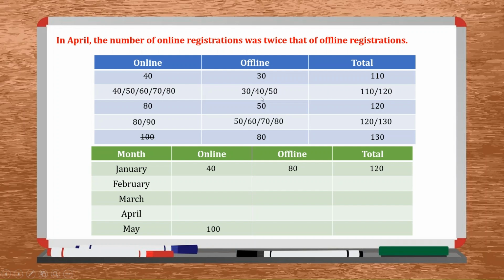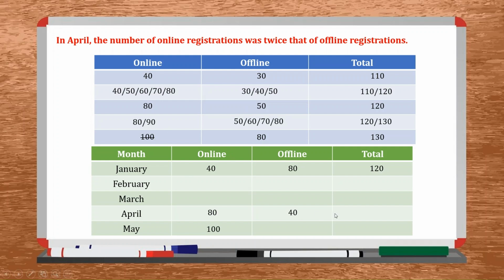Then let's go with 40. If I take 40, the corresponding double value from online is 80, which is possible. I have a spare 80 that I can place there. But if I go beyond 40, then I don't have a corresponding 100 in online. So that means for April, the offline registrations were 40 and the online registrations were 80.